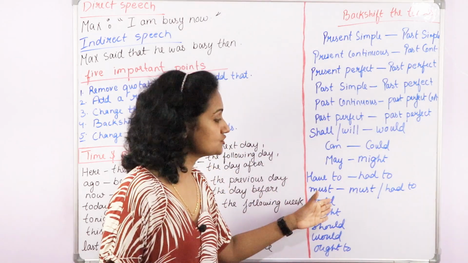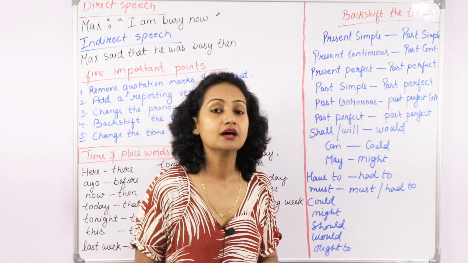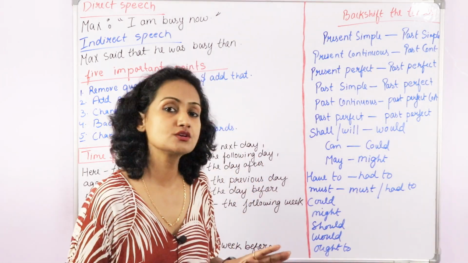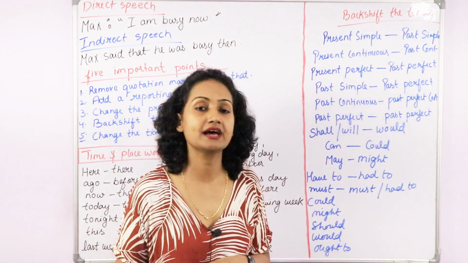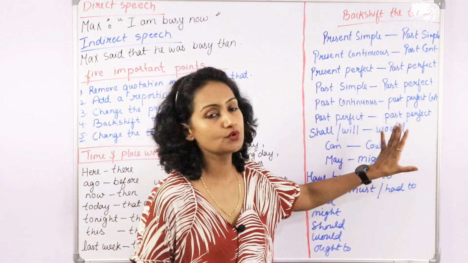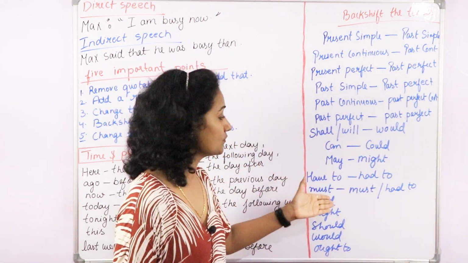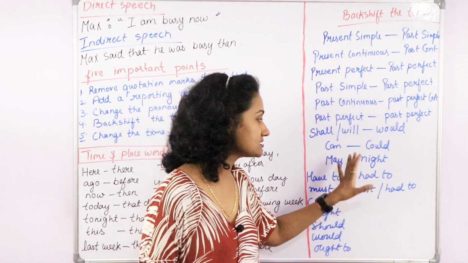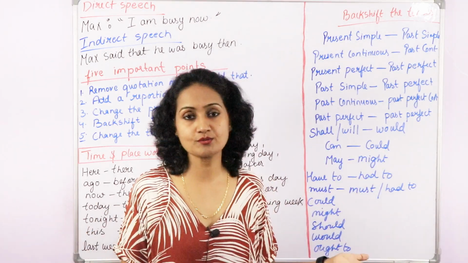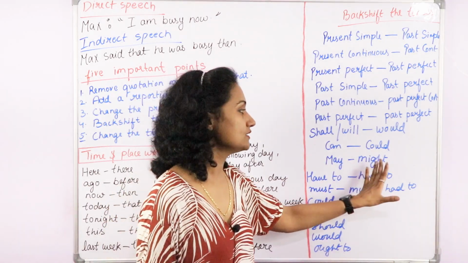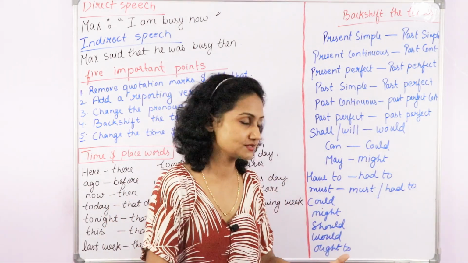Now let's talk about the future tense. While talking about future tense, just keep one thing in mind, that will be replaced by would. So shall and will change into would. Now some modal verbs. Can will change into could, may into might. Again, could is the past form of can, might is the past form of may. Okay, so basically we are using past forms.